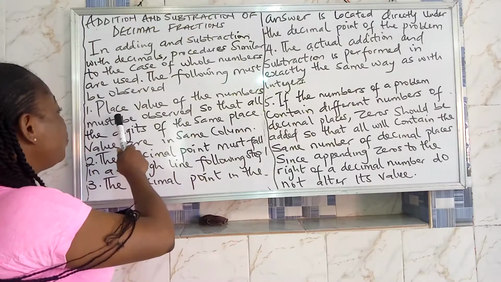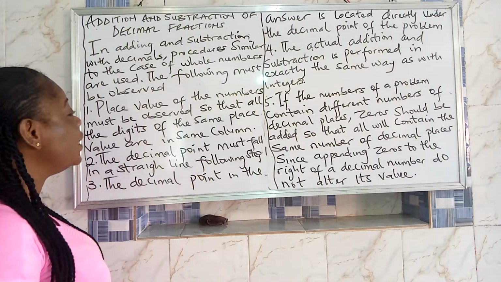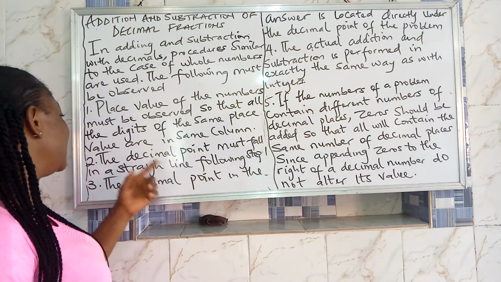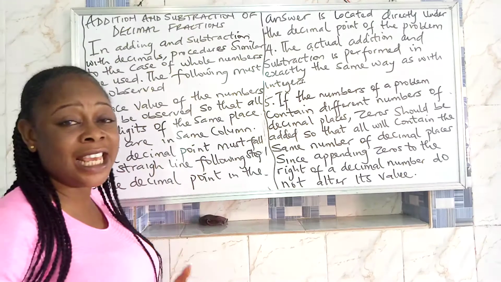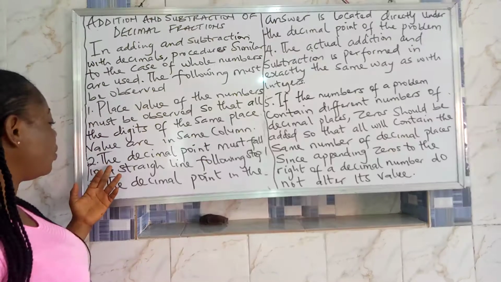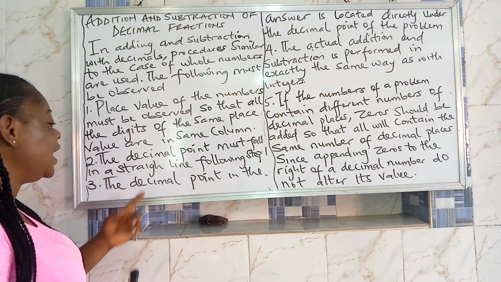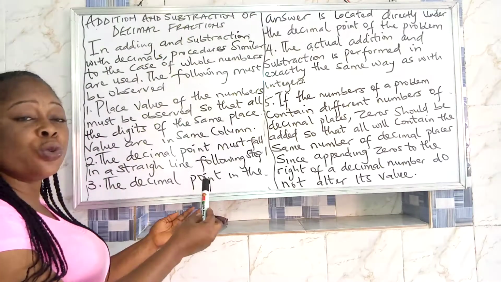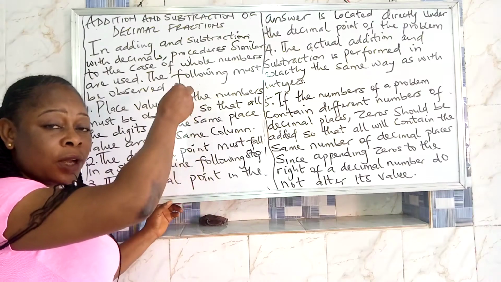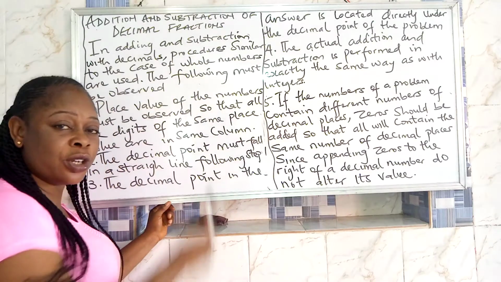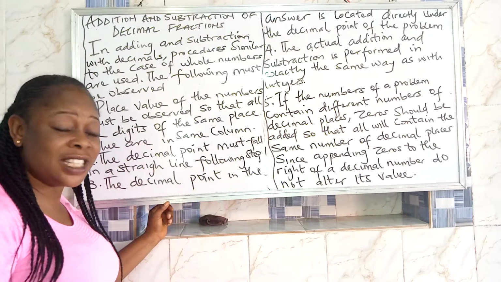The first one is the place value of the numbers must be observed so that all the digits of the same place value are in the same column. You make sure they are in the same column. And the second one, the decimal points must fall in a straight line following step 1. That is, when you want to arrange it, you make sure your decimal points are in a straight line, on the same line.